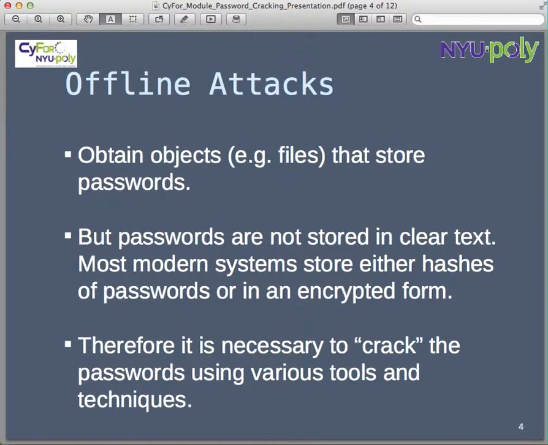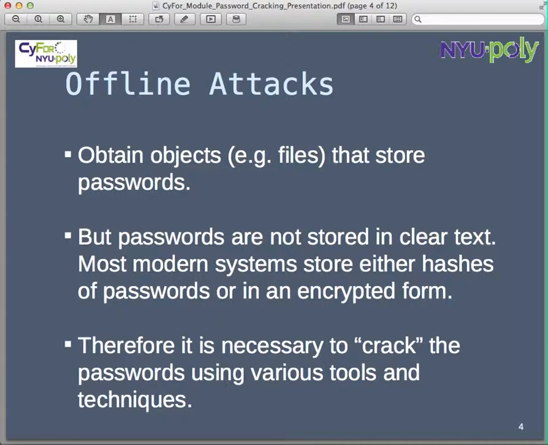The other alternative, of course, are offline attacks. This is where, by some means, you obtain objects such as files that store passwords and then attack the information stored in these files or objects to retrieve passwords. How can you obtain these files? Well, there could be a number of methods.